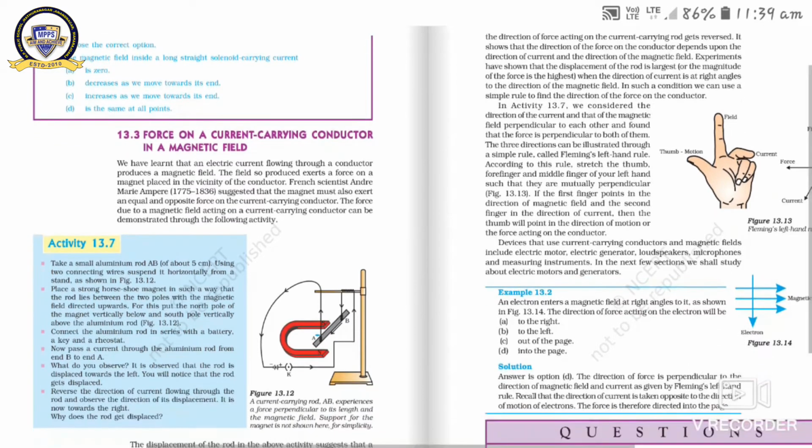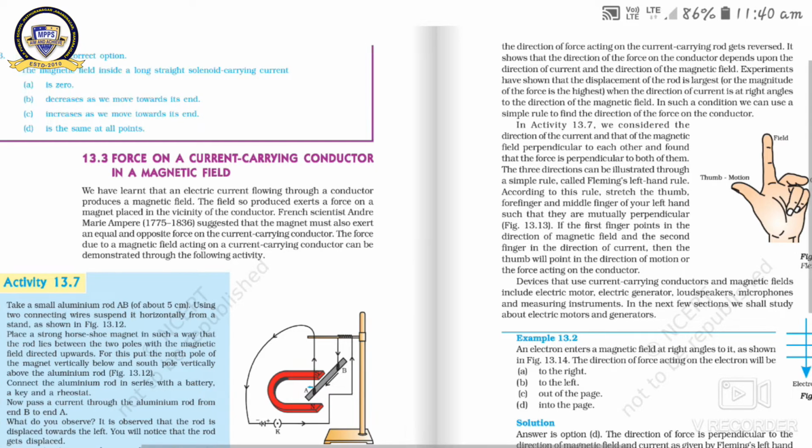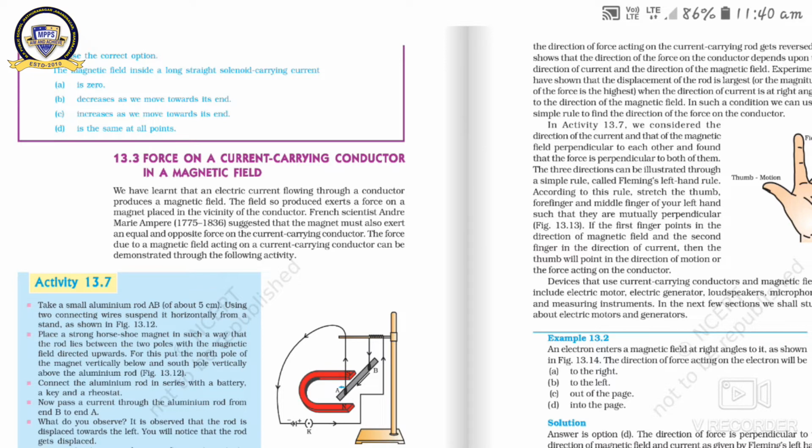Now next topic. Force on a current carrying conductor in a magnetic field. In this topic I will discuss the force on a current carrying conductor in a magnetic field. It means when we place a current carrying conductor in a uniform magnetic field, then what will happen? We have learnt that an electric current flowing through a conductor produces a magnetic field. The field so produced exerts a force on a magnet placed in the vicinity of the conductor.